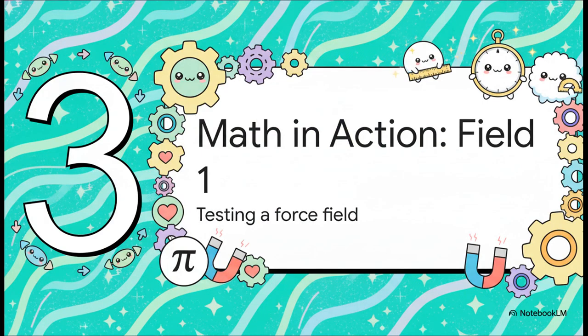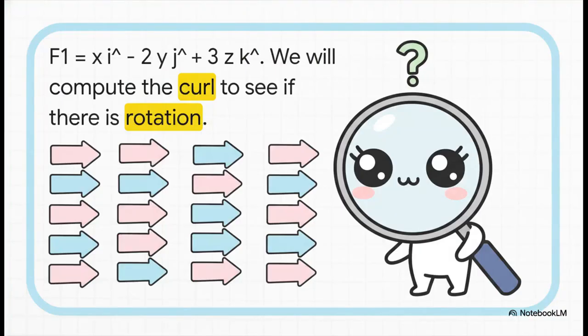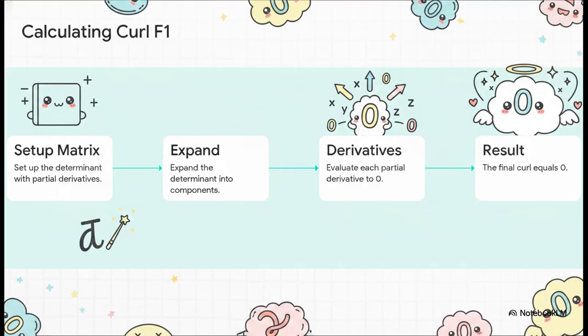All right, Section 3, Math in Action, Field 1. Let's take this golden rule out of theory land and test it on a specific mathematical field. Let's bring in our first subject, Field 1, with its x, y, and z components. We're going to calculate its curl right now to see if there's any hidden microscopic rotation. First things first, we set up our determinant matrix.